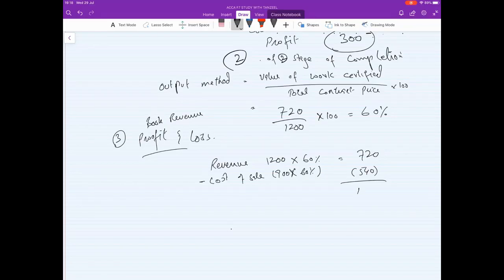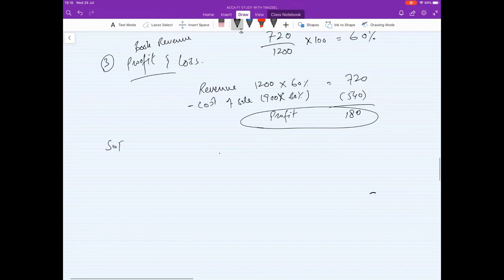It means 180. This you can book as a profit. This you can book as a revenue. Now calculate SOFP, statement of financial position.